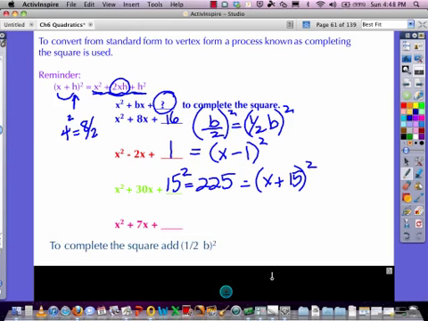Down here, so x squared plus 7x. Now this is the first one I didn't give you a nice even number on. So what? The process is the same. Take half the middle term, 7 halves. Don't give me 3.5 because you won't recognize it. So 7 halves, 7 over 2, and square it.